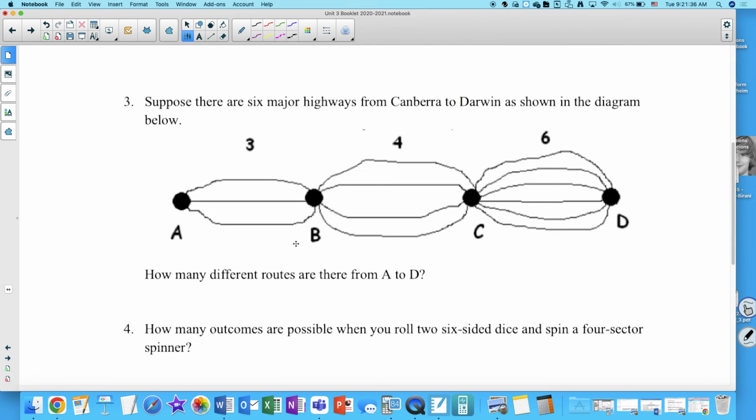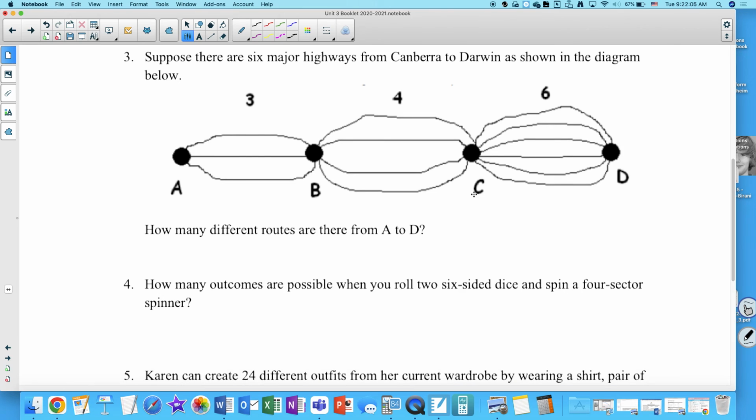Suppose there are six major highways from Canberra to Darwin, as shown in the diagram below. How many routes are there from A to D? Okay. So let's say you're traveling from city A to city D by car. And in order to get there, you have to go through city B and city C. And you want to know how many different routes could you take. Okay, how would we figure out that problem?